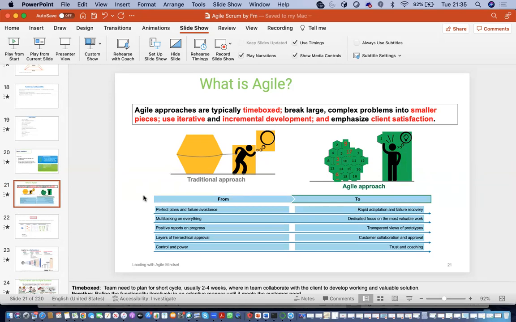Look at the traditional approach. In traditional approach, we're carrying everything at the same time. Can you see the tank that the guy is carrying? Yeah. He doesn't want to fail. He's scared to fail. He wants to have a perfect plan. He's multitasking on everything. Do you understand what I'm saying? He just wants to report and report and report just to justify that he has been working very hard.